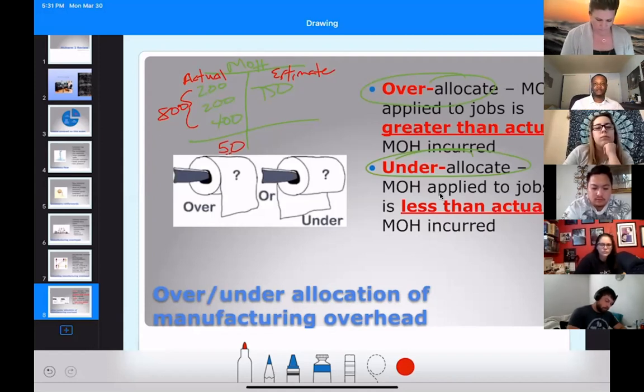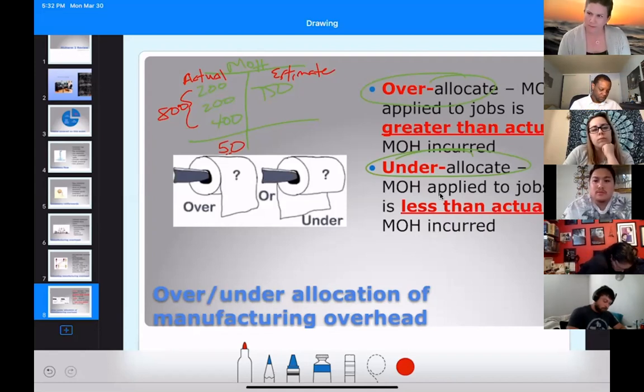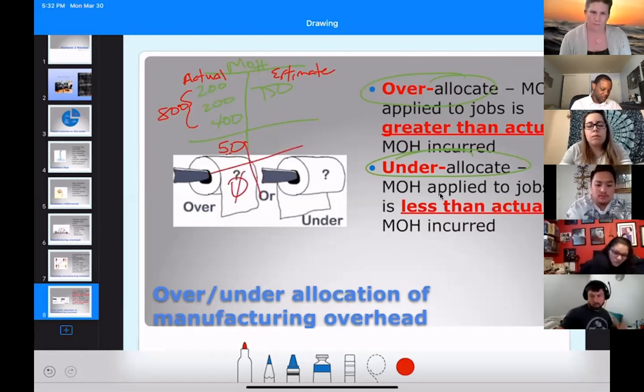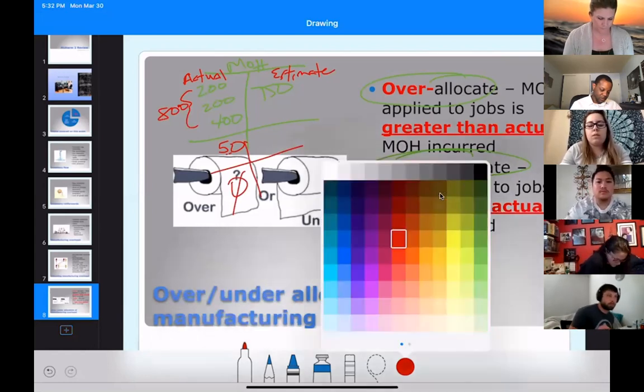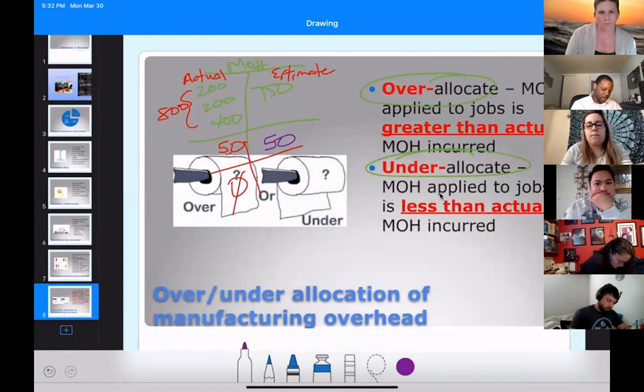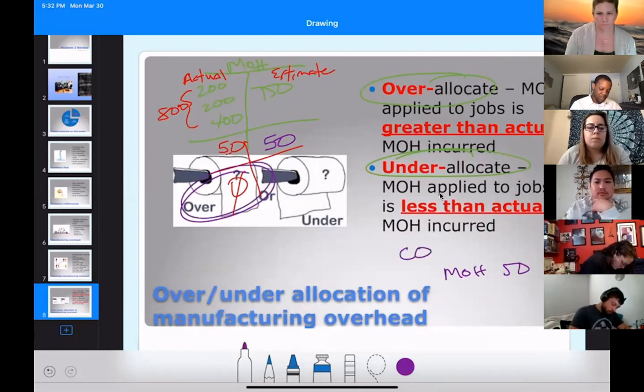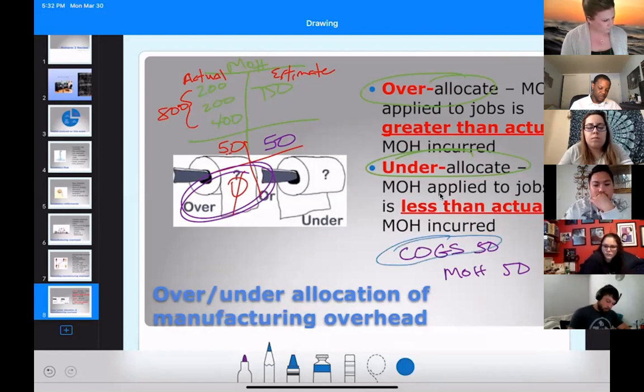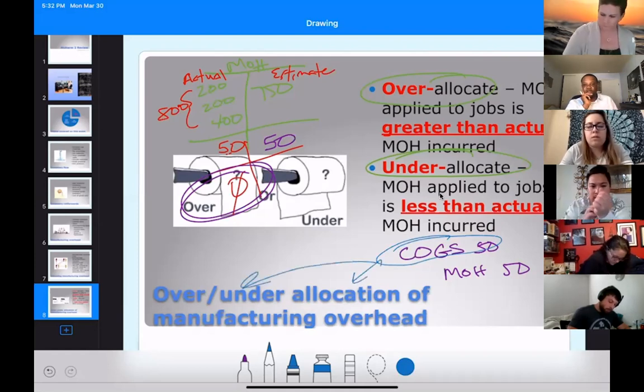And for the test, the over or under allocation is always going to be not very significant. When the over or under allocation is not significant, our goal is just to get this account to be zero. So here we're going to credit our manufacturing overhead $50 so that this can be zero. And the debit, the other side of that journal entry, is always going to be cost of goods sold when we're dealing with the over or under allocation of manufacturing overhead.